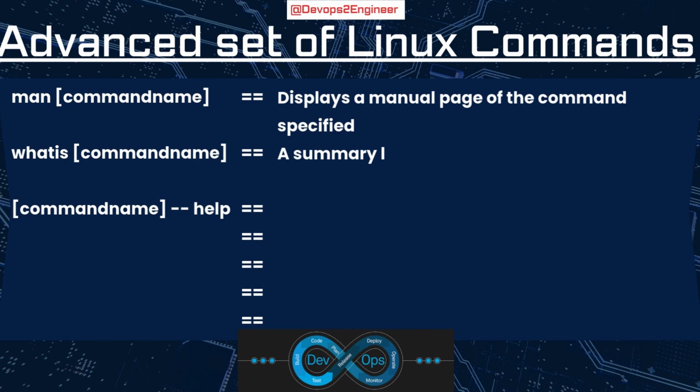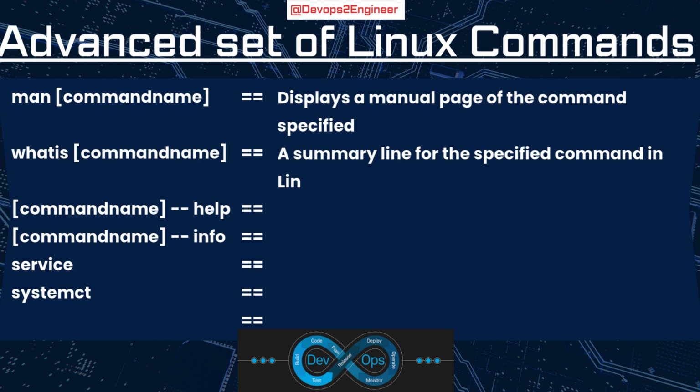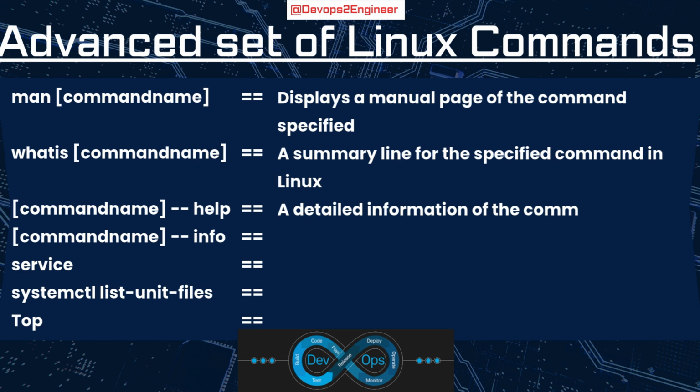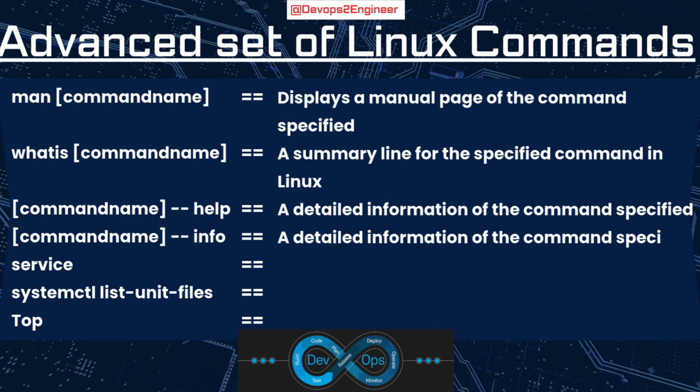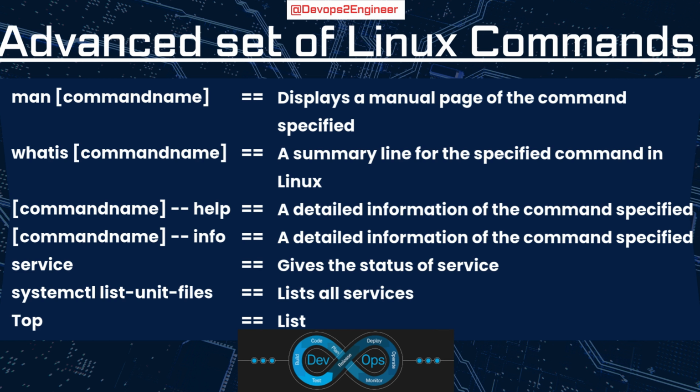man command name displays a manual page of the command specified. whatis command name is a summary line for the specific command in Linux. command name --help provides detailed information of the command specified. command name --info also gives detailed information of the command specified.